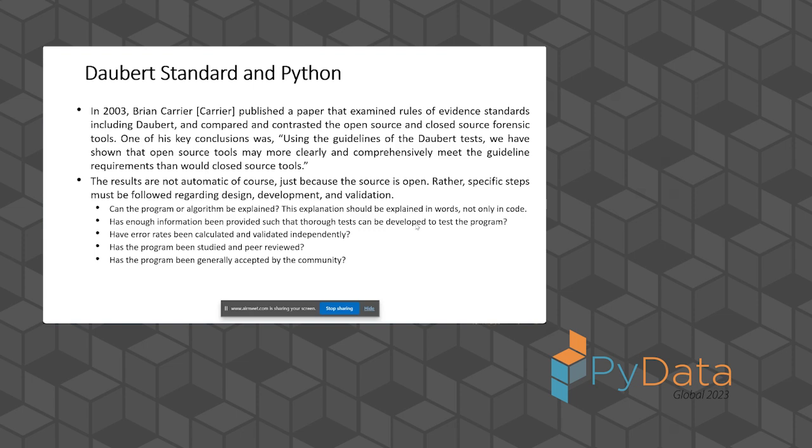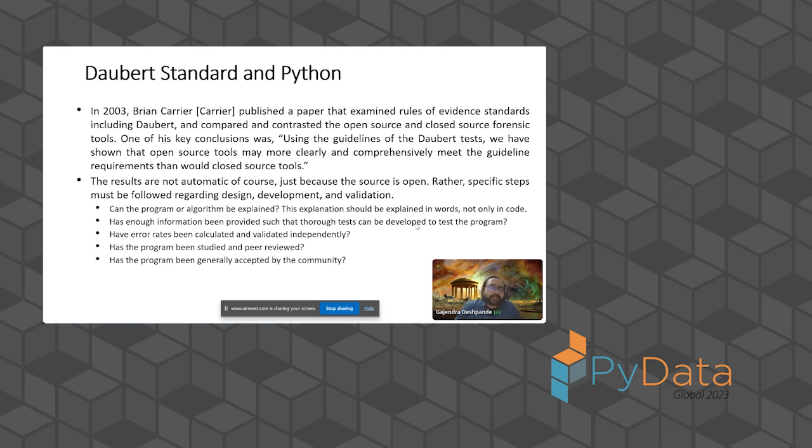So now we'll see the one-to-one mapping of the illustrative factors with open source programming languages. Now we can ask these questions. Can the program or algorithm be explained? This explanation should be given in words, not only in code. This is a very, very important statement, because people who are working in law may not understand technology, so they may not understand the technical jargon of a programming language. So it has to be explained in simple terms.